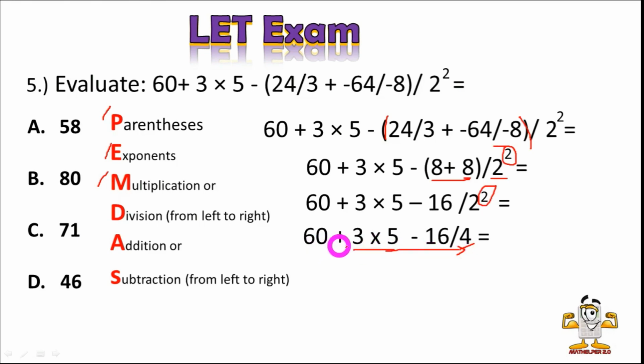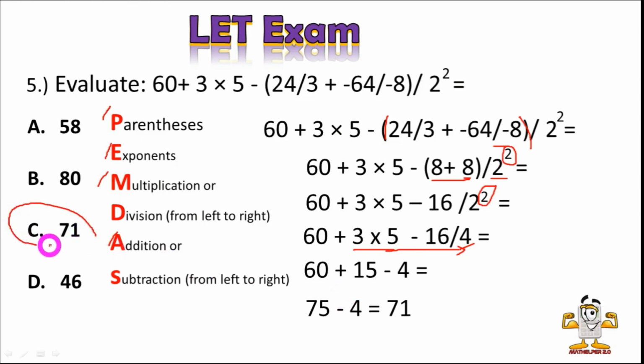So, 60 plus 3 times 5 is equal to 15, minus, so, 16 divided by 4 is 4. Next is addition. 60 plus 15 is 75 minus 4 is 71. So, correct answer is 71.